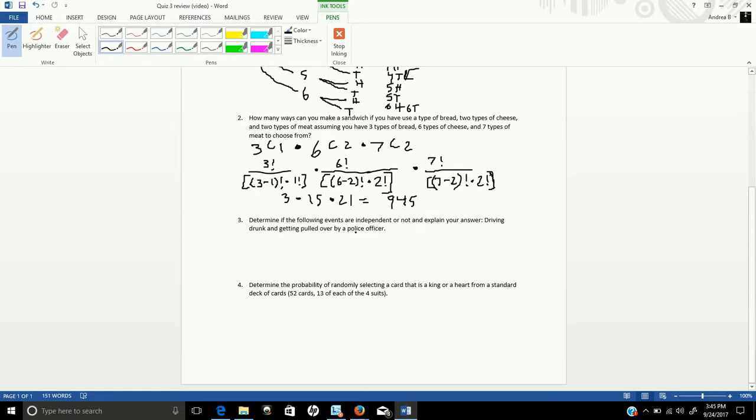Next one here, you have to determine if the following are independent or not. Explain your answer. So here we're driving drunk and getting pulled over by a police officer, if those are independent or not. So remember, independent means that they do not affect each other at all. They have no influence on each other at all. So it is not a cause and effect thing. It is just some sort of relationship, some sort of influence on each other.